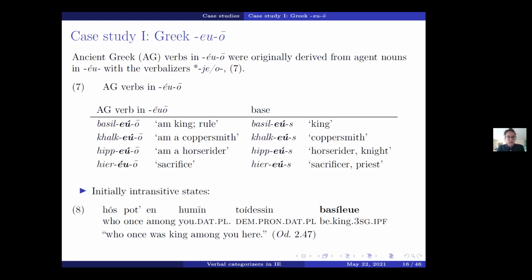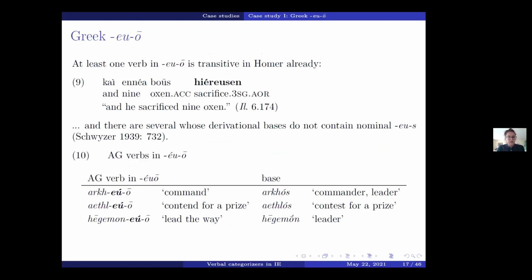But already in Homer, we find one of these -eo verbs that is transitive with an accusative object. And already at the early stage in Homer, we also find several of these -eo verbs that have derivational bases that don't contain nominal -eus. So we find archeo, to be in command, or to be a commander, from archos, and hegemoneo from hegemon, and so on, where there isn't any sort of nominal -eu in the base.